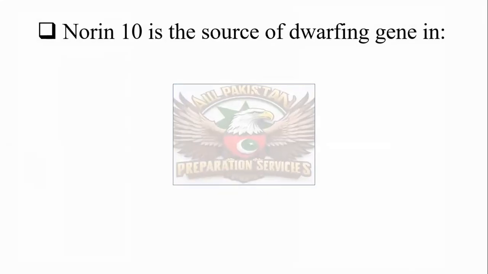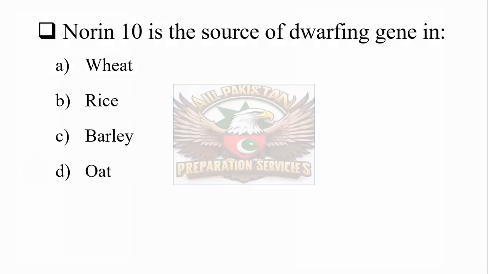Norin-10 is a source of dwarfing gene in wheat, rice, barley, or oat, and the correct one is wheat. Norin-10 is a dwarfing gene and is sourced from wheat.